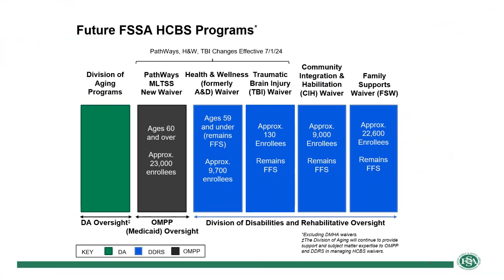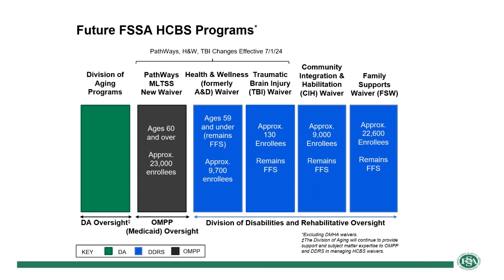Just as a reminder, FSSA is currently going through some changes to the way they administer and who has administrative authority of various HCBS programs. Please keep in mind that this does not include DMHA waivers. This is only related to the Bureau of Disability Services, as well as the Division of Aging. The Division of Aging programs will continue. Those would be things like the Choice and the older adult programs that currently exist.